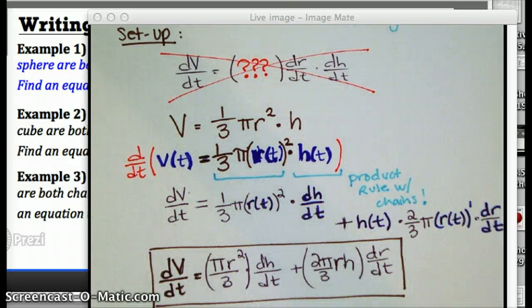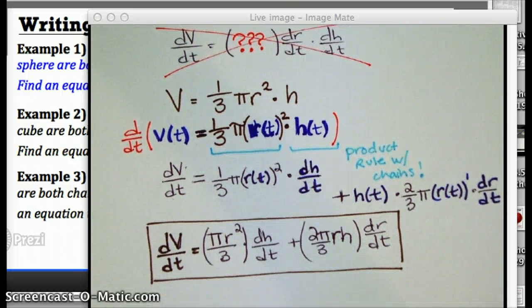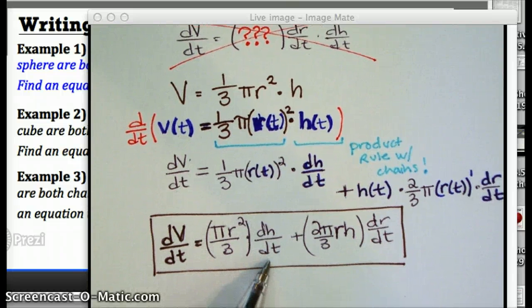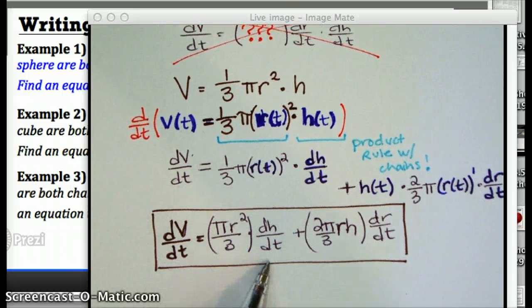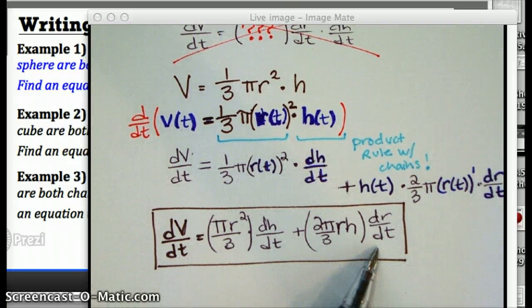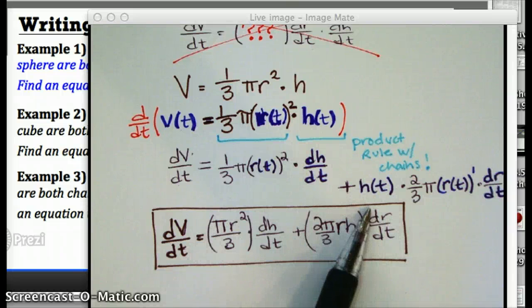Let me quiz you a bit on notation before we do our last example in this lecture. What does dv dt represent? Right, that's how quickly volume is changing. What does r represent? The actual radius. What does dh dt represent? That's how quickly the height is changing, and that's different than dr dt. What's dr dt? Exactly, that's how quickly the radius is changing with respect to time.